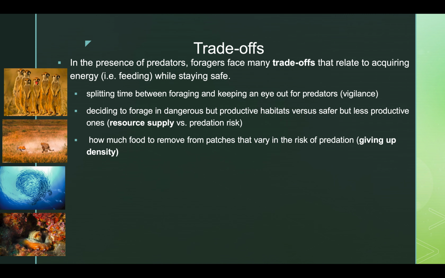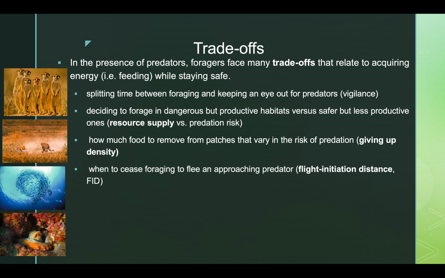How much food to remove from patches that vary in the risk of predation? This is also called giving up density, and that essentially means how much food do you get before you call it a day? How much time do you spend foraging before you're like, I have to leave, so I'm not going to get eaten by a predator?